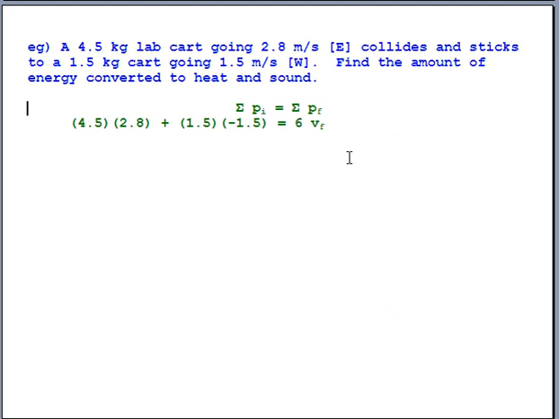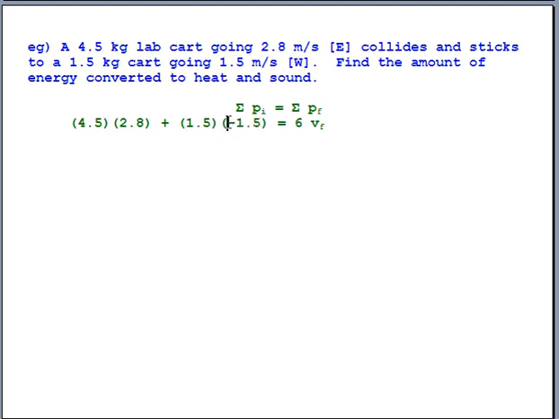Okay, that gets me rolling with this. Here's the momentum for the first lab cart, all I'm doing is m times v. That's it. And here's the momentum for the second lab cart, m times v. They were both 1.5s. Now this one is going backwards.